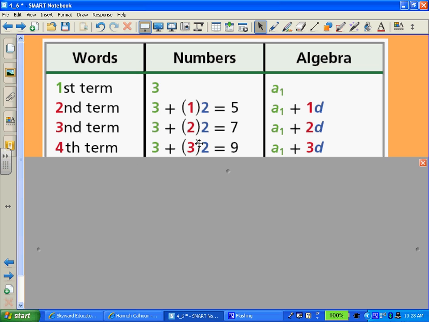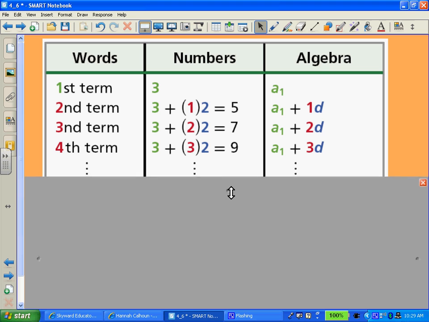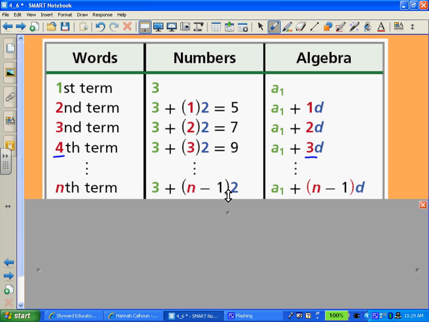Okay, fourth term, again, it's 9. To get there, we had to take the first term plus 6, which would have been 3 of the common difference. Alright, now hopefully you're seeing a pattern already. Let's look at dot dot dot. Okay, now look here. What I want you to look at is I'm going for the fourth term. I need 3 common differences.